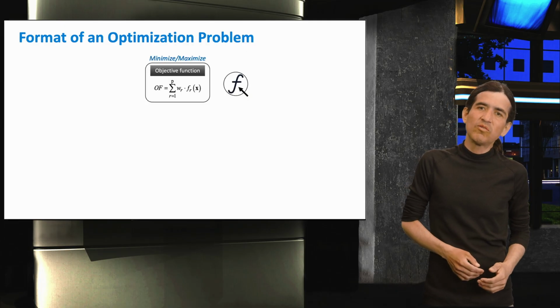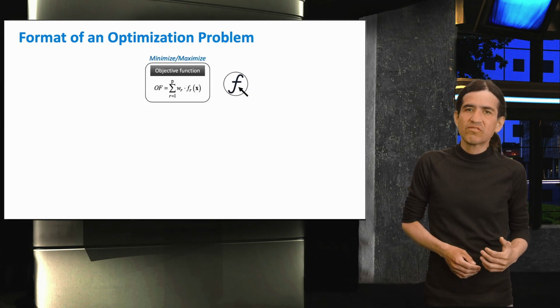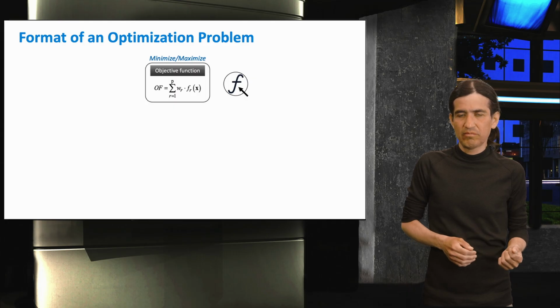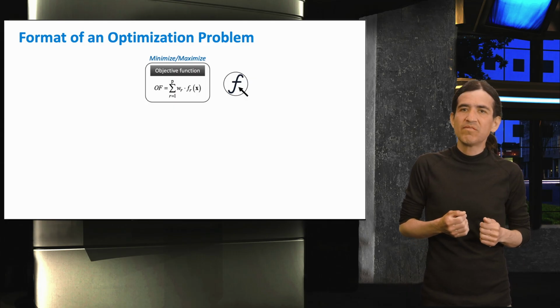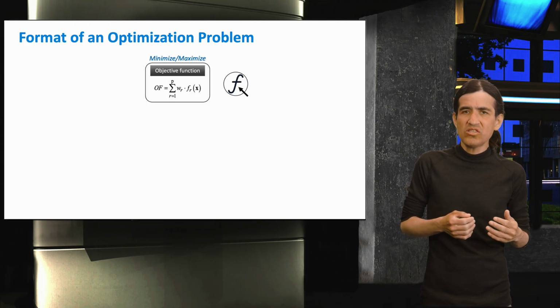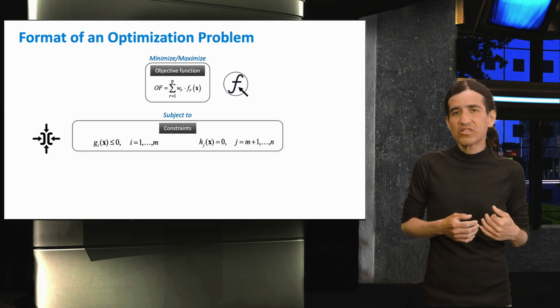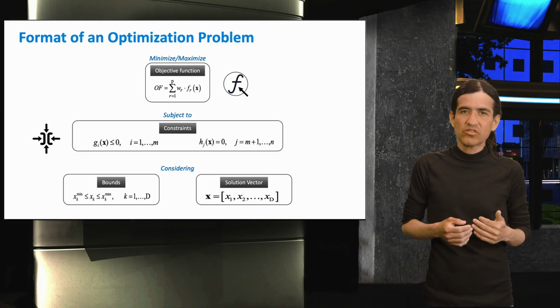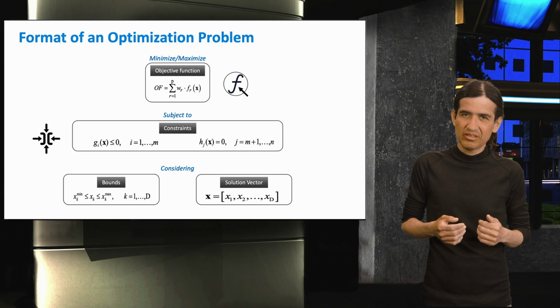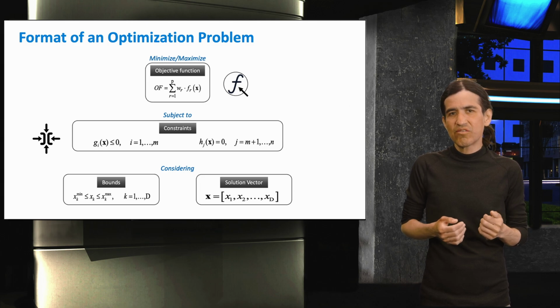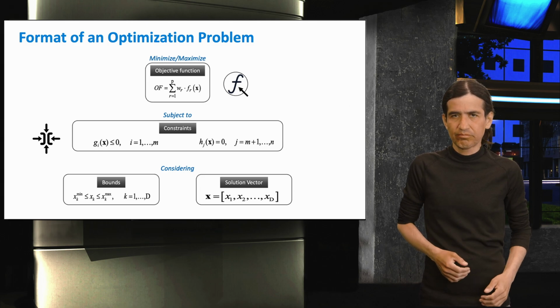Analytically, it is possible to write a generalized form of an optimization problem. Here we have an objective function, which is the first thing we have to define. Then we need the constraints and the boundaries for each variable, which is part of the so-called solution vector. Let's discuss this from bottom to top.